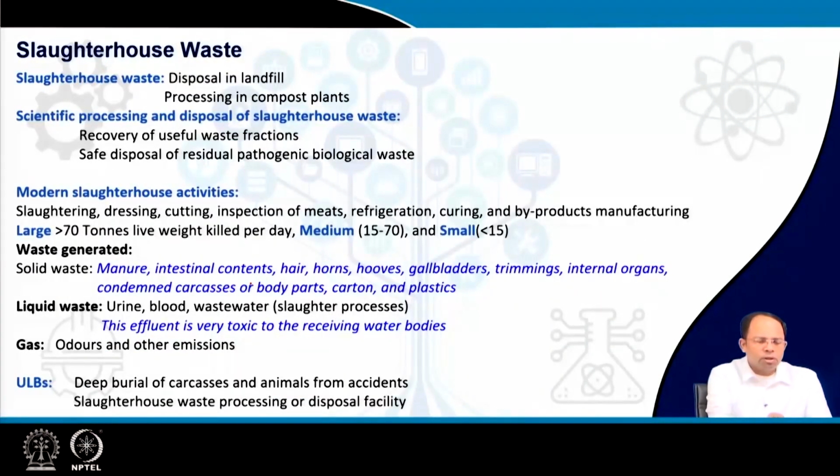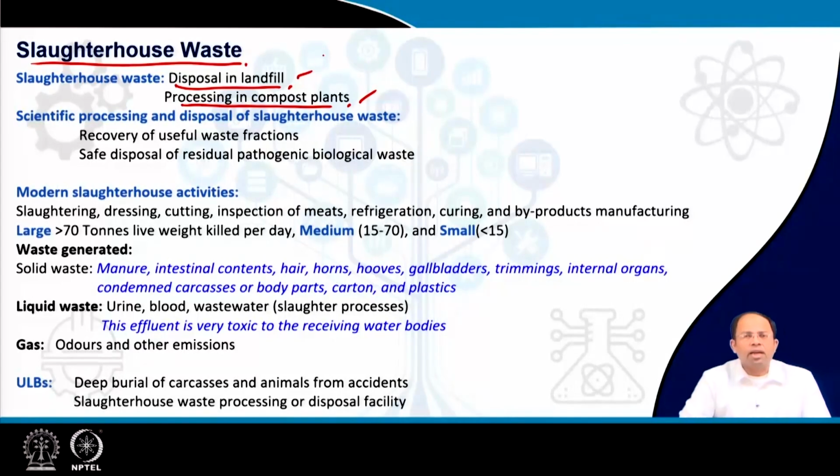Now next we will talk about slaughterhouse waste. This is another waste that is generated in urban areas, but we have to be careful about its disposal. It's a special waste. Usually we dispose of this waste in landfills, and the other option is to process it in compost plants. Not all kinds of slaughterhouse waste can be processed in compost plants, but these are the two options for final processing and disposal. So either we process it in compost plants or we finally dispose of it in landfills.